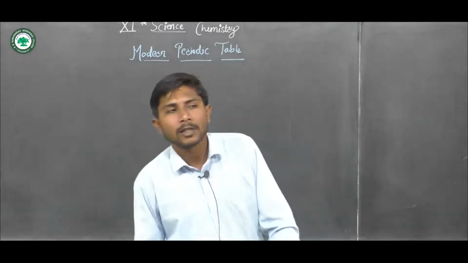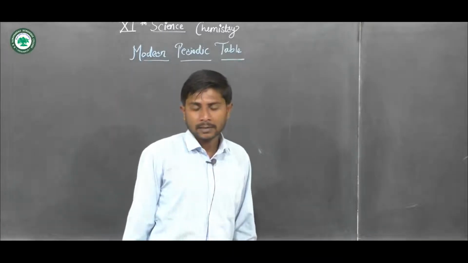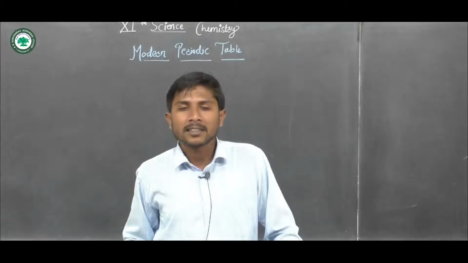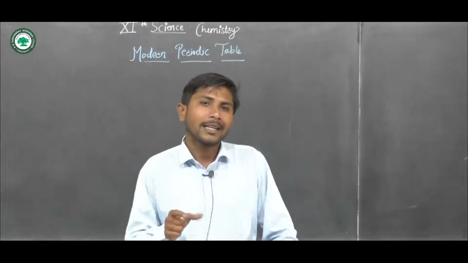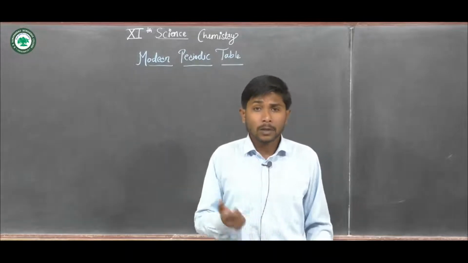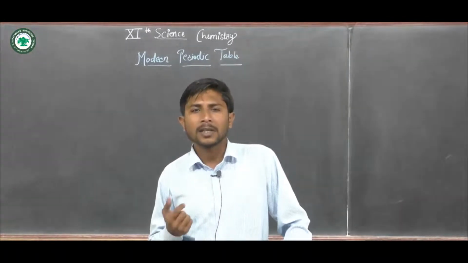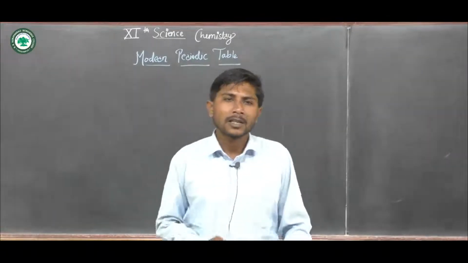As previously we were discussing the modern periodic table from the 11th science, we have seen the different characteristics according to the blocks and according to the periods also. Now, looking towards the periodic trends, the first trend we have seen is atomic radius. What is meant by an atomic radius?